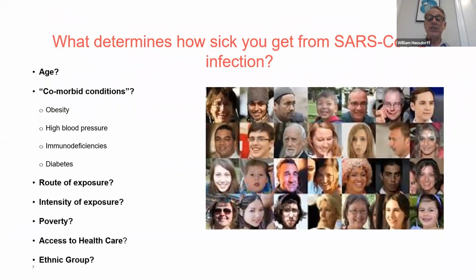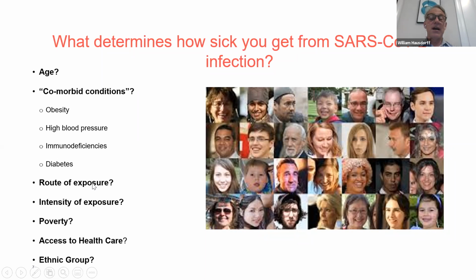Now, one of the big questions is what determines whether you are going to get an asymptomatic infection or whether you are going to get really sick. People have long talked about age as a factor, and as you get older, you're more likely, but even then you've got to get really old to be more likely. You've heard about the comorbid conditions, so things like obesity, high blood pressure, immunodeficiencies, diabetes. These are not things, as far as I know, that make you more likely to get infected, but they make you more likely, once you're infected, to get really sick.